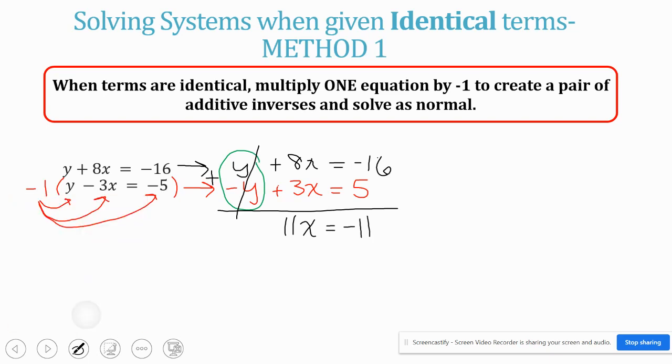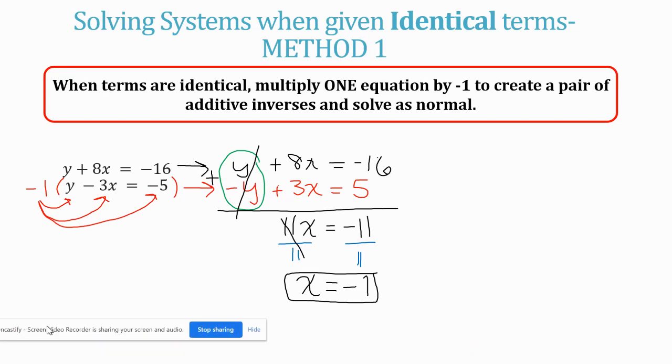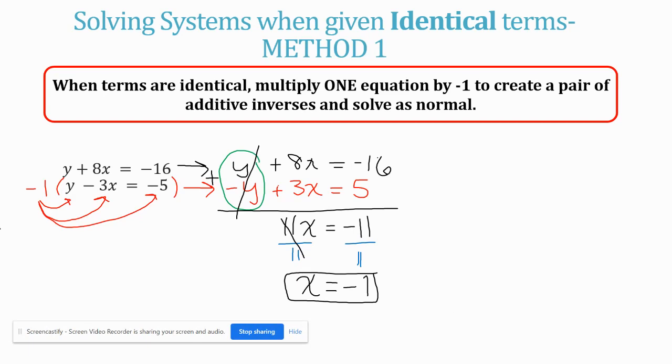Then I'm going to divide by 11 on both sides, because I want to get that x by itself. So we get x equals -11 divided by 11 is -1. So x is equal to -1 here. Remember, there's two variables in this system, and we want to solve for both. So now we need to solve for y.